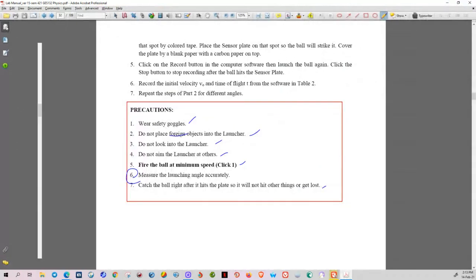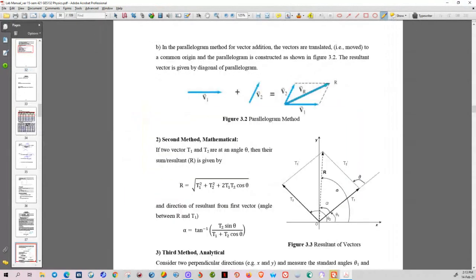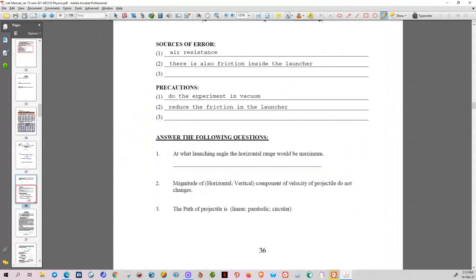So at the end of the report here, let's go to source of error and precaution. Where is it? Here you go. What is the source of error? The angles are not set correctly. Okay, and what's the precaution? You have to set the angles correctly.